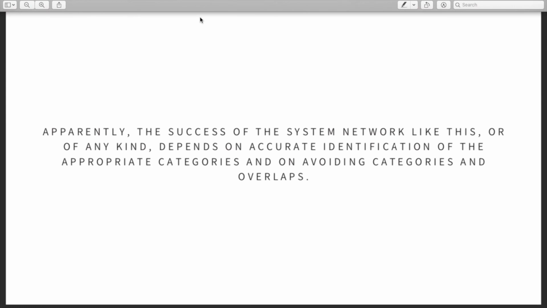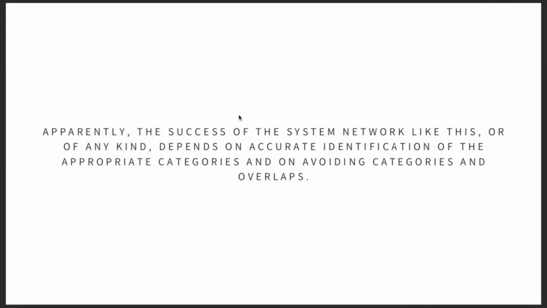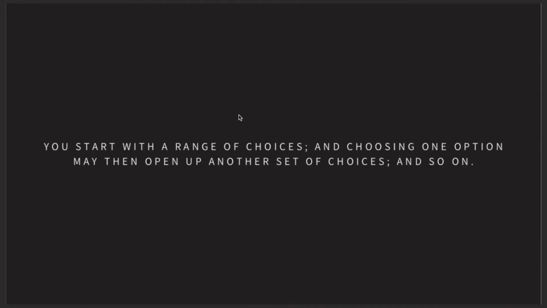Apparently, the success of a system network like this, or of any kind, depends on the identification of the appropriate categories and on avoiding overlaps. So, contextualizing this as a speaker, the system network depends on how appropriately we use language and structure in a particular context. That's why we are given many options. Because we are given options, we have a particular way of approaching a particular communicative need.